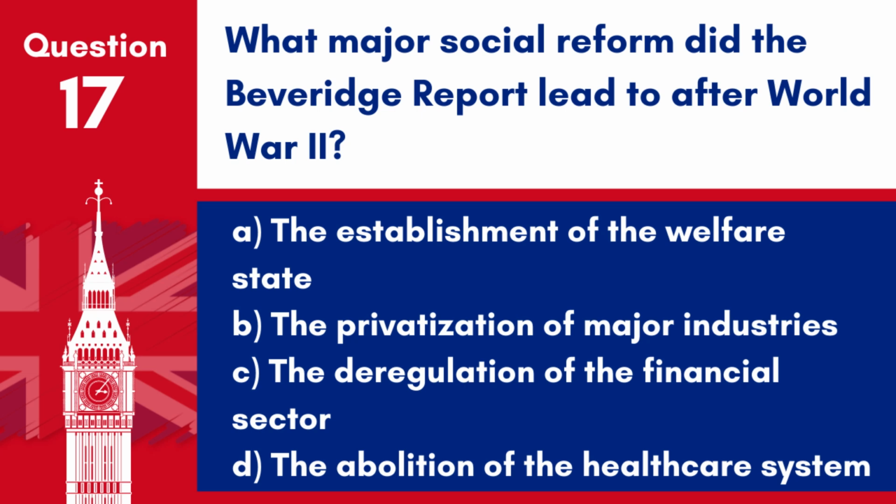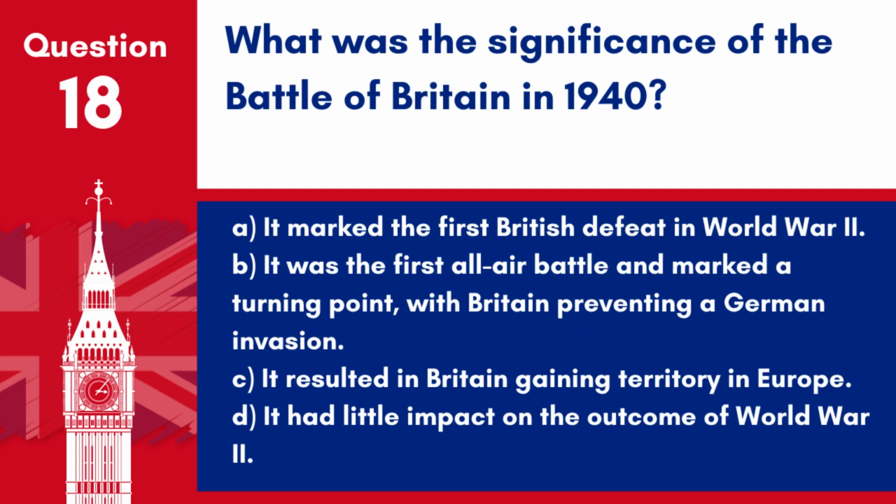A. The establishment of the welfare state. B. The privatization of major industries. C. The deregulation of the financial sector. D. The abolition of the healthcare system. Answer A. The establishment of the welfare state. The Beveridge Report led to major social reforms, including the establishment of the welfare state and the founding of the National Health Service. Question 18.